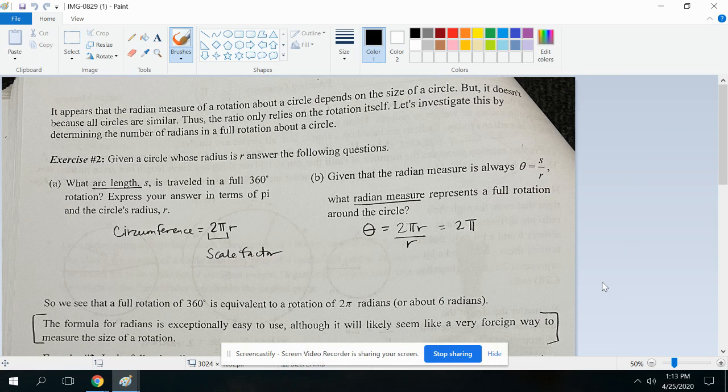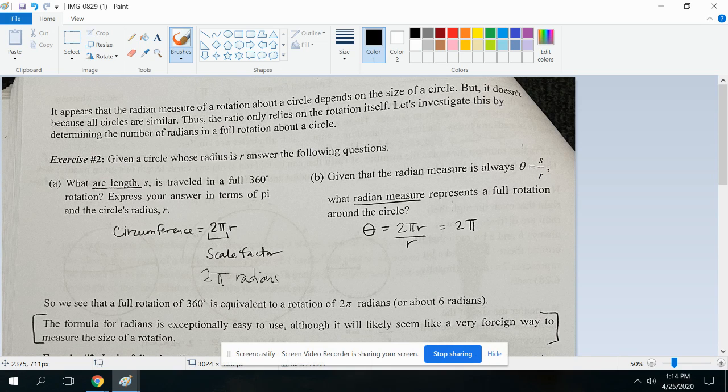So again, if we go to the back, they're really making sense of this full rotation, where the circumference comes from, etc. It says, what arc length S is traveled in a full 360 degree rotation? One full rotation around the circle would be 2 pi r. And I denoted that the 2 pi is just your scale factor. So I can fit 2 pi radians, excuse my handwriting, it's a little sloppy here, around the circle. And in terms of length, whatever that is, you just multiply by the length of the radius.